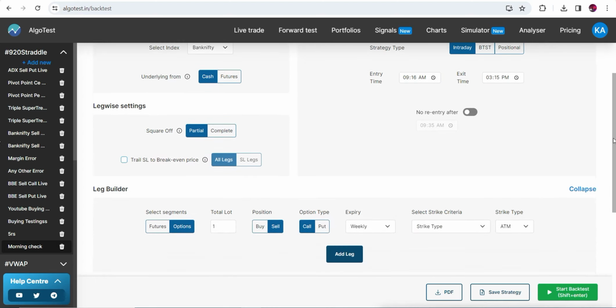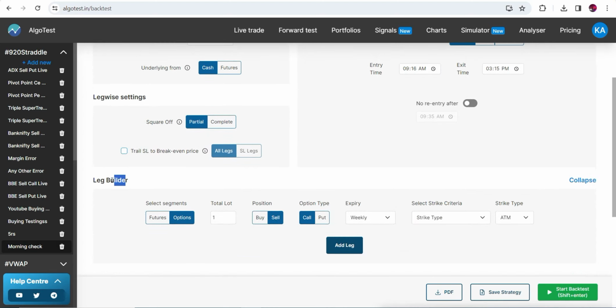After that, we have the leg builder. So what is a leg builder? Leg builder is used to create legs. For example, as I explained, we are creating a strangle. So at morning 9:16 we want to sell one strike out of the money call. That leg can be created using the leg builder.